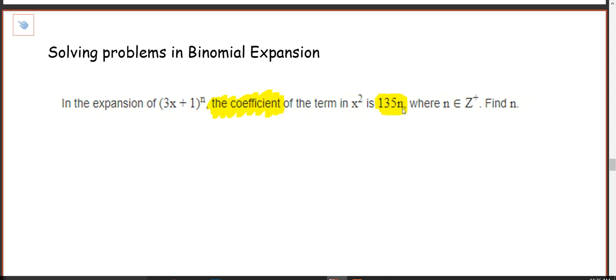Because if you're looking at that question in an exam and you think, I have no idea what they're talking about, you see the word coefficient and you have to think, well, what do I know? What can I write down?